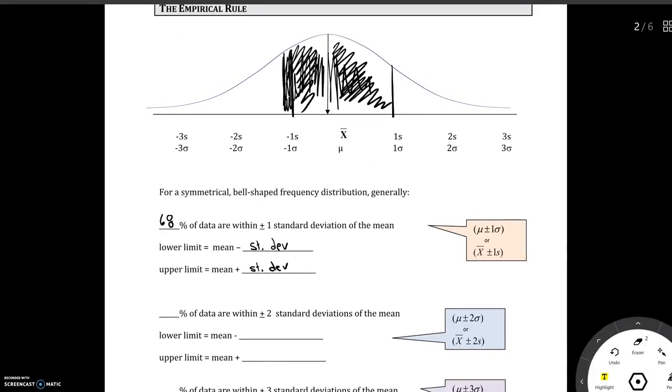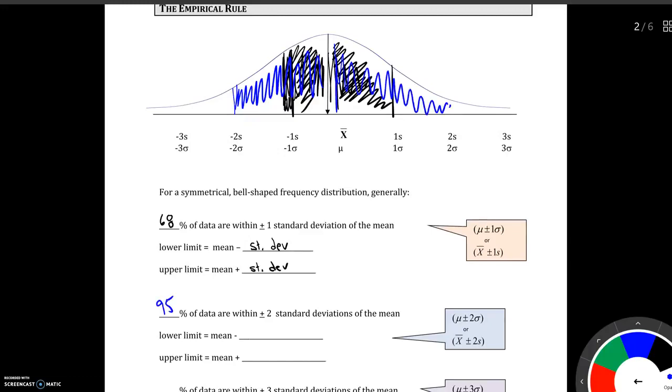Moving further from that, we can get the middle 95% of the data by moving 2 standard deviations from the mean. So the lower limit is the mean minus 2 standard deviations, and the upper limit is the mean plus 2 standard deviations.